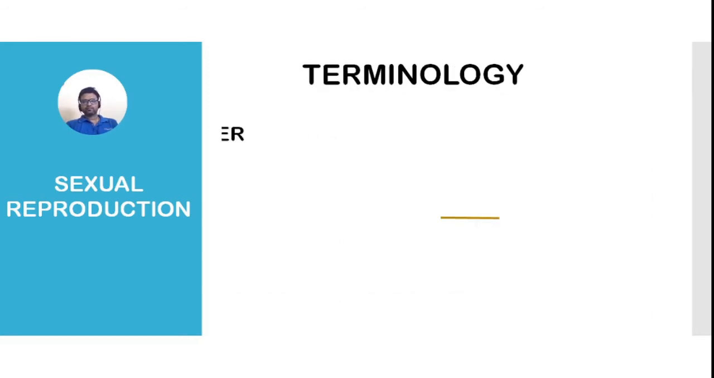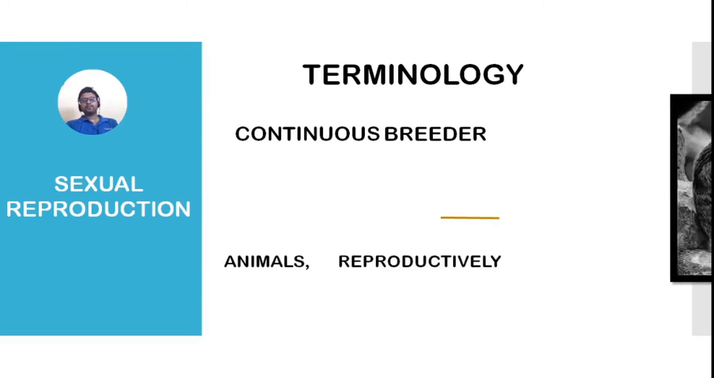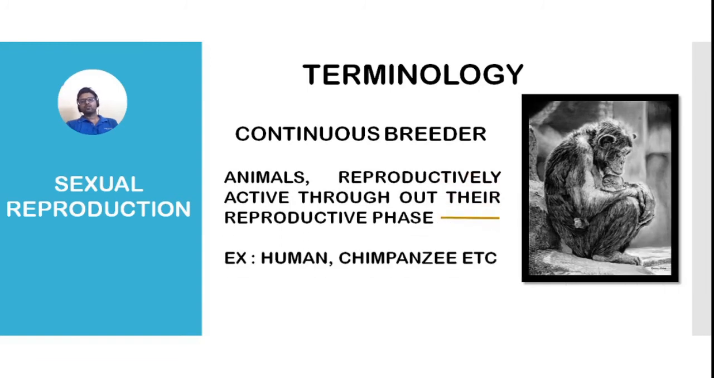animals. The next term is continuous breeder. Continuous breeder means those mammals that are reproductively active throughout their reproductive phase. Means they can reproduce at any time in a year, and it is commonly seen in humans, chimpanzees, etc. So basically, continuous breeders can reproduce throughout their reproductive phase, and seasonal breeders can reproduce only during a favorable season in their reproductive phase.